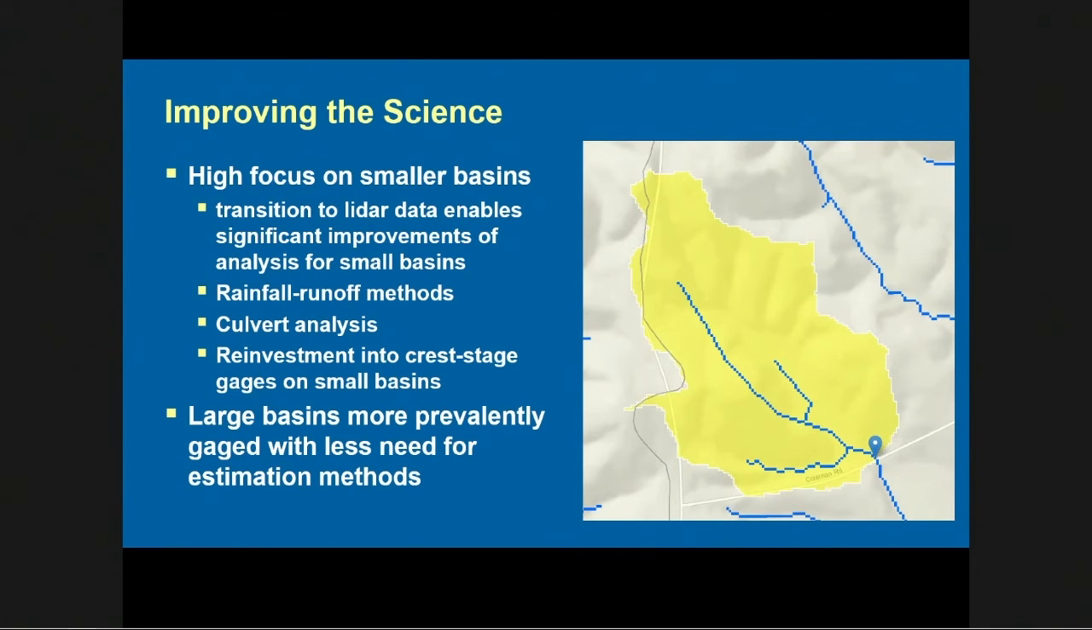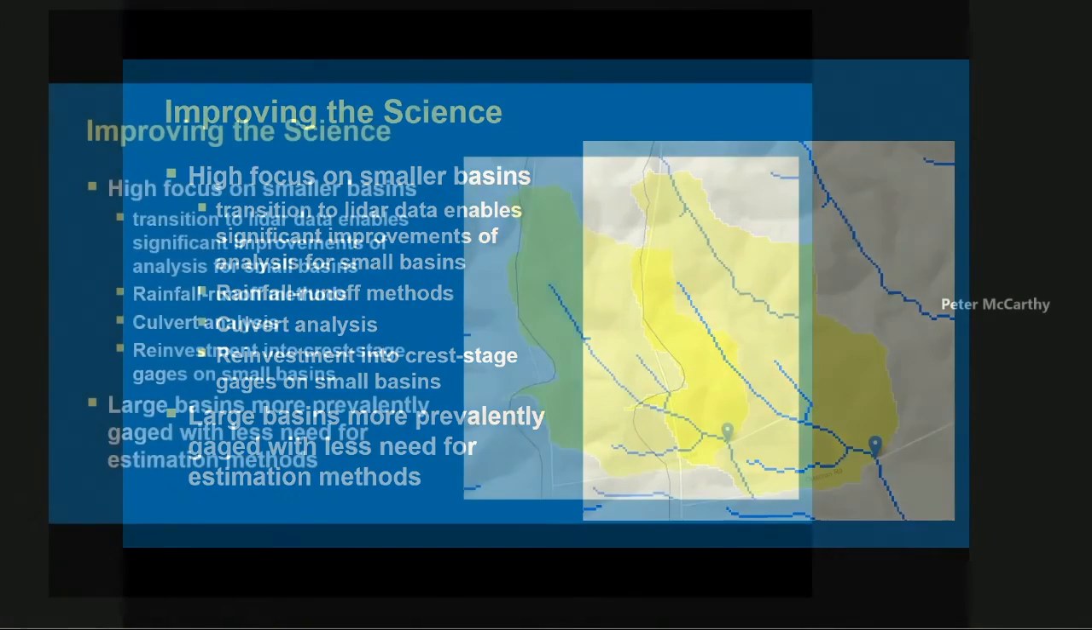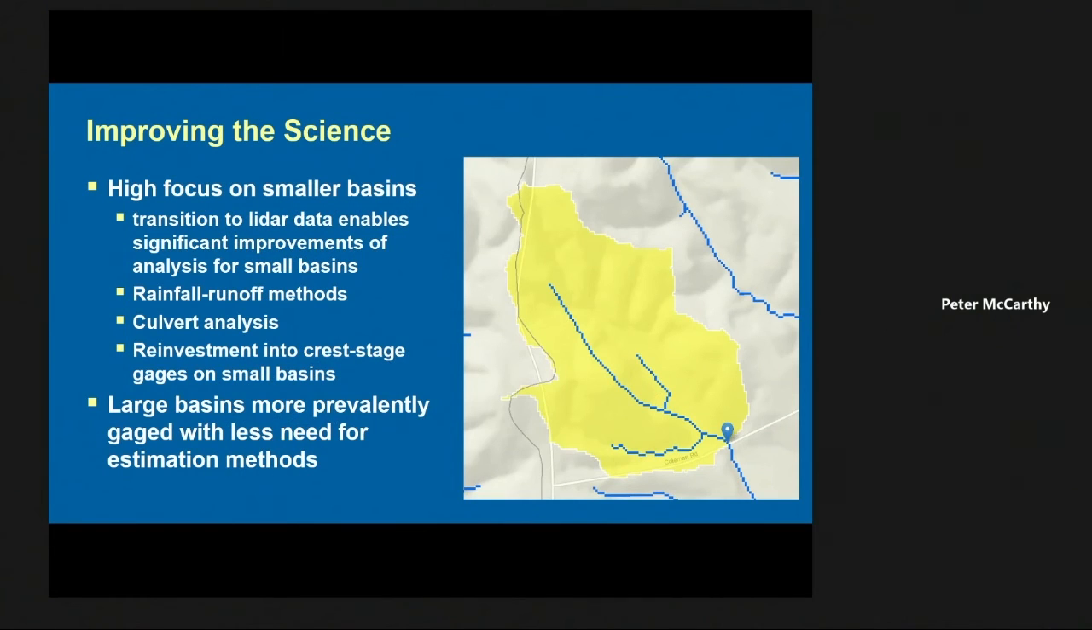So again, improving the science. We see a really high focus on users in StreamStats on small basins. We recently did a query of our Google Analytics and StreamStats, and we found that over 50% of basin delineations during the month of April were done on basins smaller than 2.5 square miles. And so this really tells us as USGS that moving to LiDAR data and moving to the ability to better delineate small basins is really important to our users and our stakeholders.